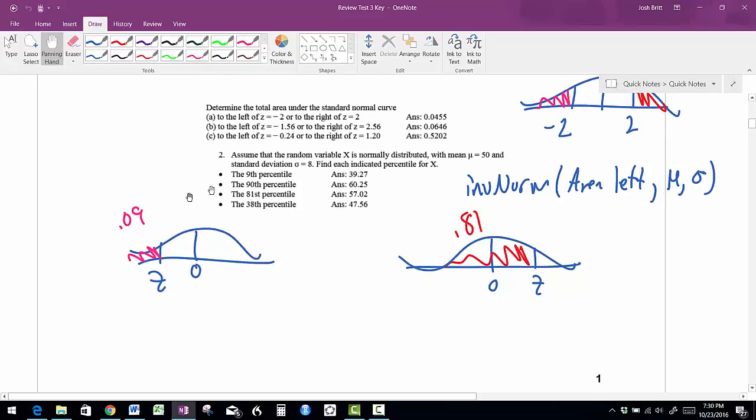Also percentiles, the 9th percentile, and then the 81st percentile. So these will be inverse norm, area to the left, and for here you've got mean, standard deviation, so you just type those in, and you get the answers. Technically I guess these would be x, since you're dealing with the x variable here.